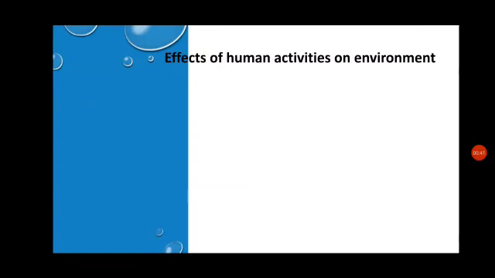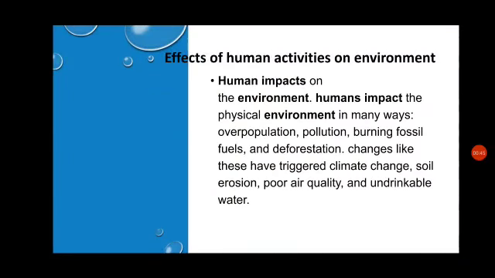First of all, we will see the effect of human activities on the environment. Students, you know very well, due to overpopulation, there is too much pollution in the environment. There is much burning of fossil fuels and deforestation. These changes trigger climate change, soil erosion, poor air quality and undrinkable water. So these human activities impact the physical environment in many ways.